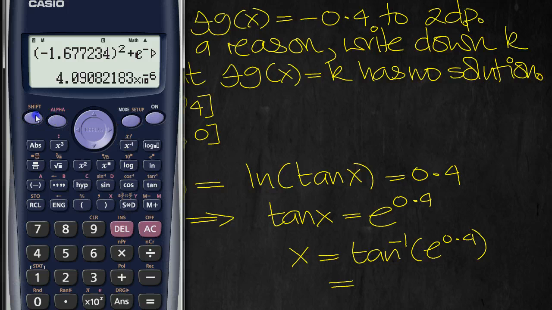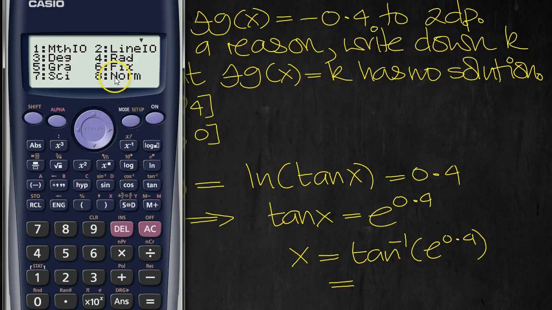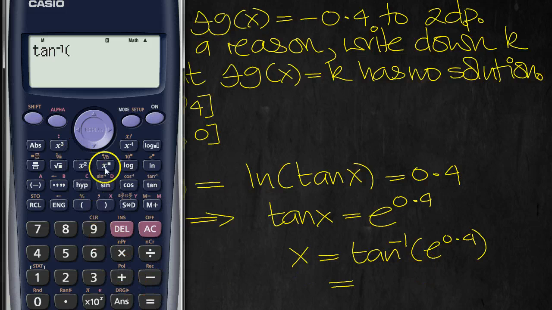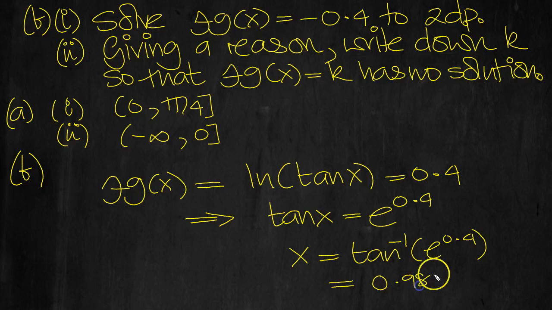Okay, shift tan. We're going to need to be in radians mode, so let's just change the mode a moment. Shift tan of e to the 0.4, bracket, equals 0.98 to 2 dp, and that was to 2 decimal places.